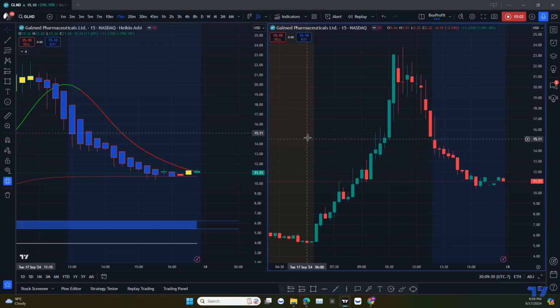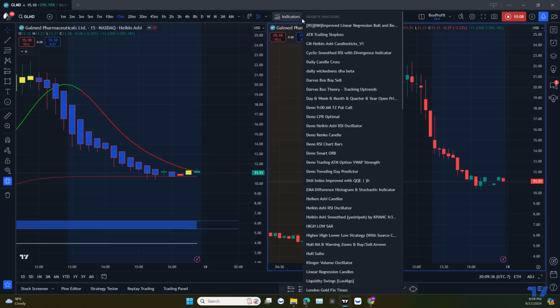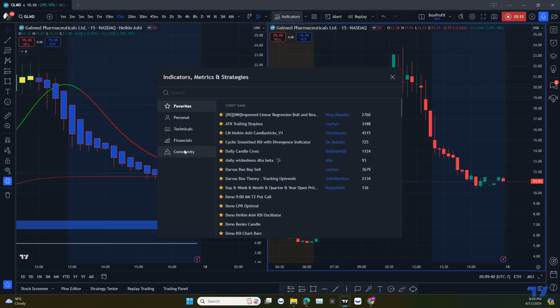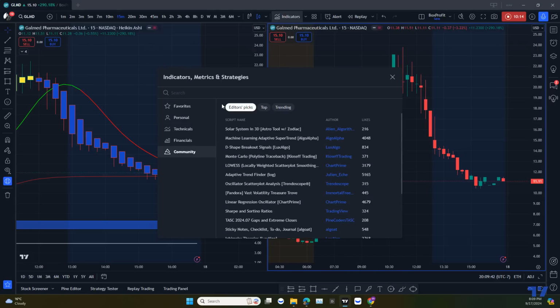To do that, go over to the indicator section of your TradingView, and go to the community section of TradingView, and in the community section, you're just going to go ahead and type RSI.